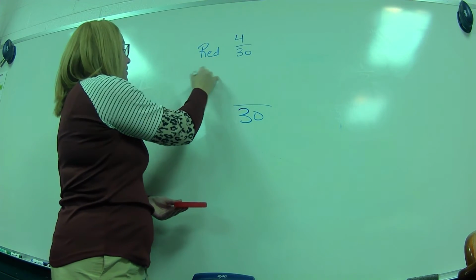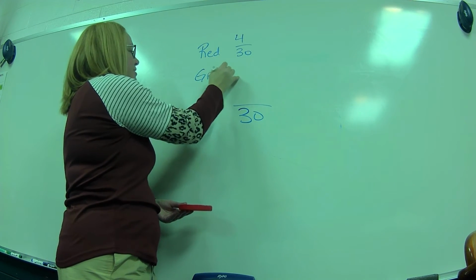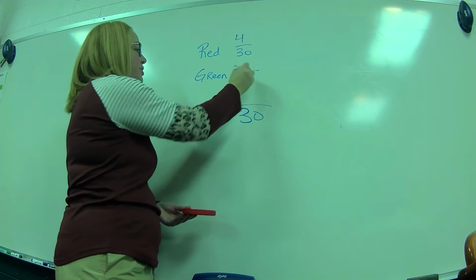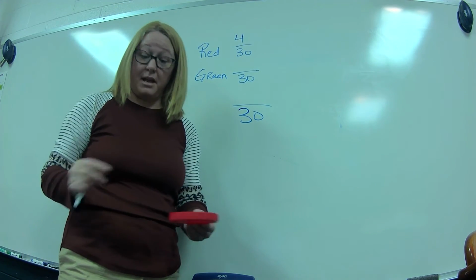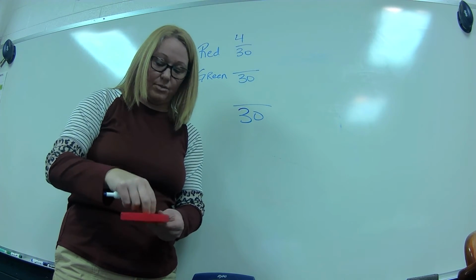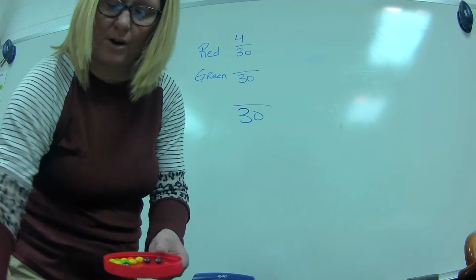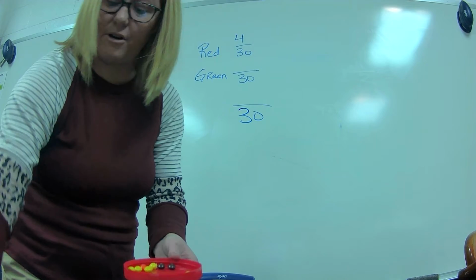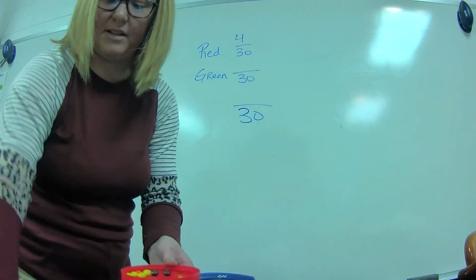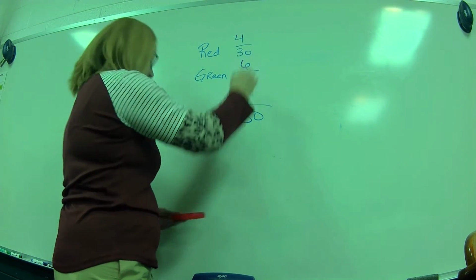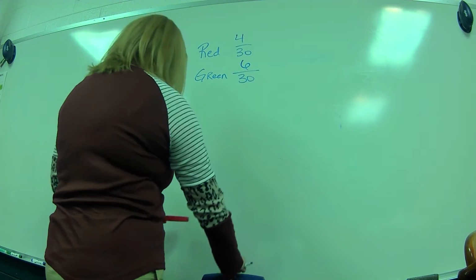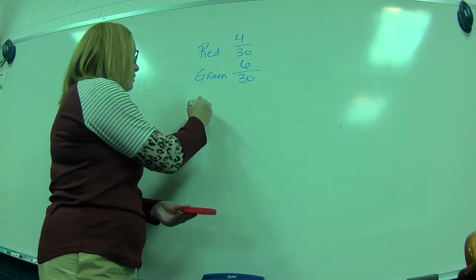All right, let's do green. Again, total available was 30. We started with 30. How many green did I have at this one? I have 1, 2, 3, 4, 5, 6. All right, so I had 6 green ones. Let's go yellow.